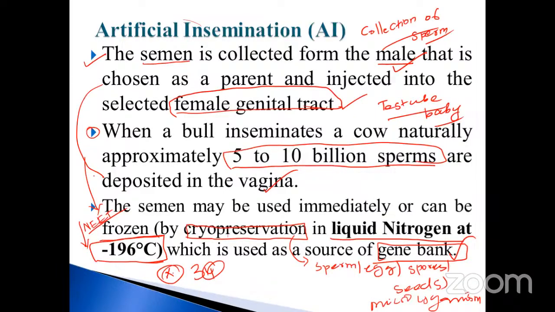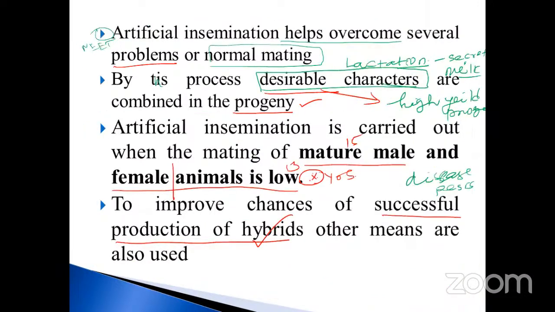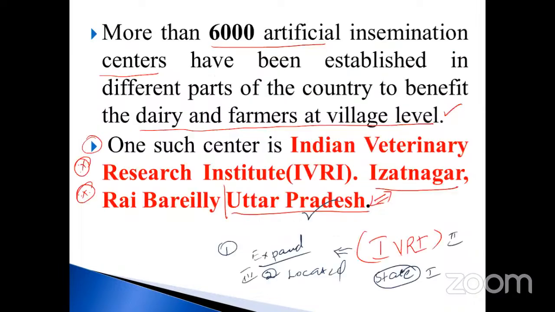Okay. Artificial insemination is nothing but the collection of sperm from the superior male and transfer to the female genital tract. Normally, 5 to 10 billion sperms are ejaculated at the time of coitus. How is it stored? It is used in frozen form by cryopreservation in liquid nitrogen at minus 196 degrees Celsius, which is used as a source of gene bank. Don't forget. What are the advantages here? Artificial insemination helps overcome several problems of normal mating. Desirable characters such as lactation, secretion of milk, high-yield progeny, and disease resistance, all those things we will get. Production of hybrids also. And it can also be carried out from one place to another place. Transport mechanisms.